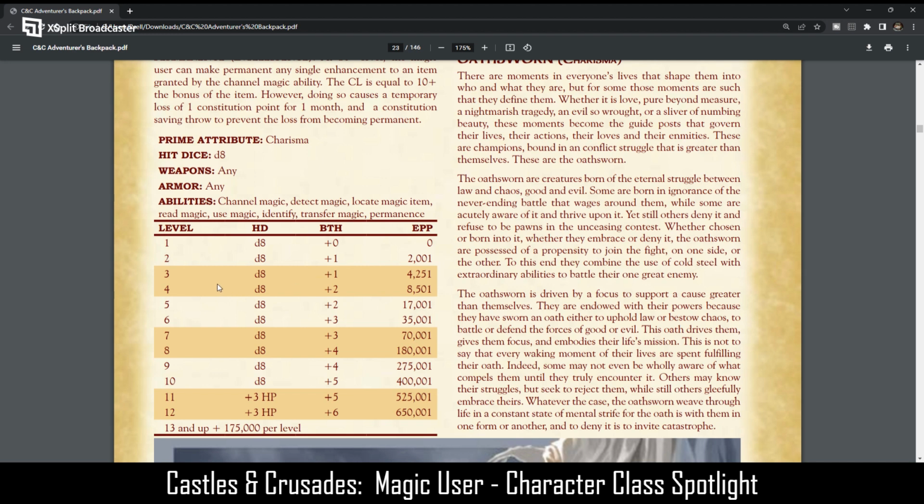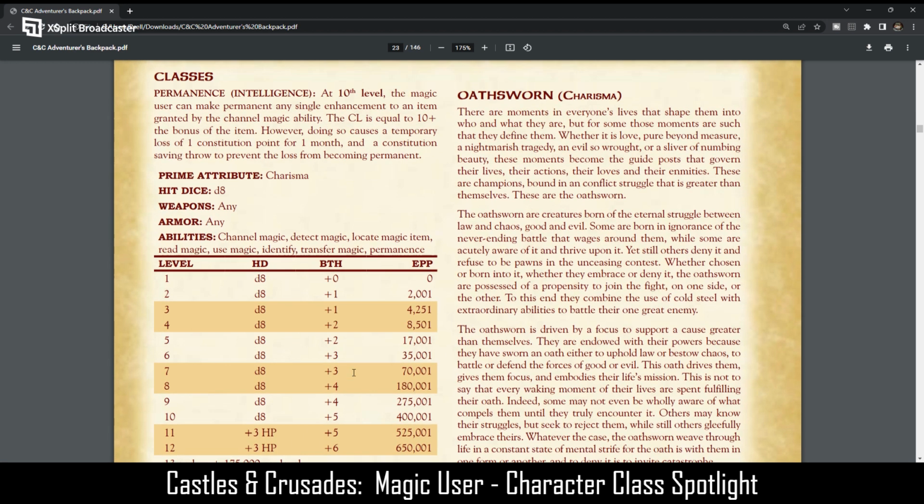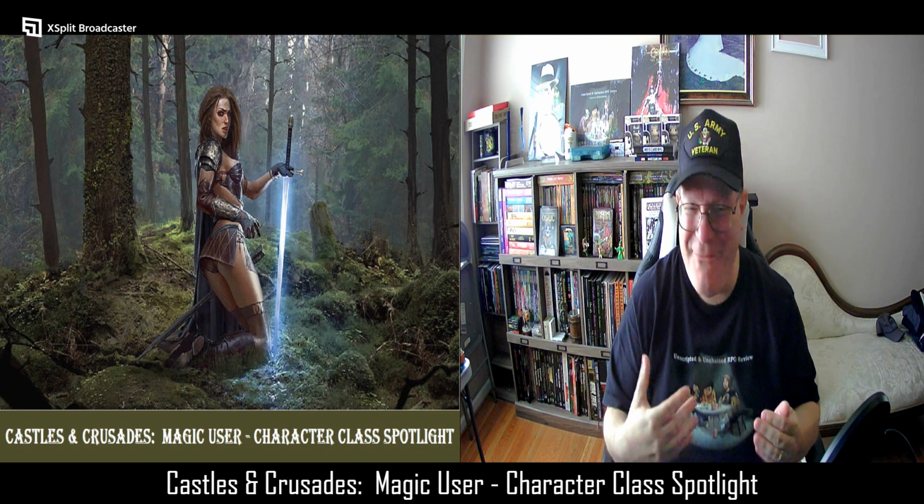2 to 3, so levels 2 and 3 is still a +1. Levels 4 and 5 +2. Levels 6 and 7 are +3, and so on, all the way to level 12, a +6 basic to hit. And there you have the very enigmatic magic user as far as the class goes, and certainly the prime attribute attached to that class.